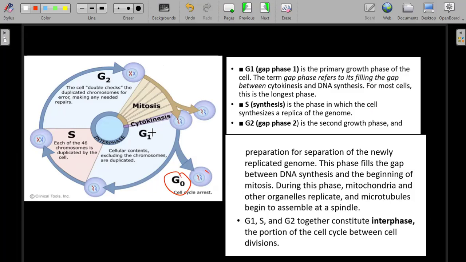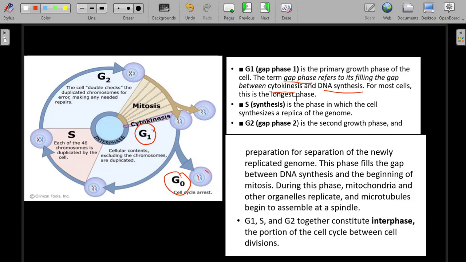Now let's start with G1. What do we have in G1? G1 is also known as the gap phase. This term, gap phase, refers to the process of filling the gap between your cytokinesis and the S phase. The S phase is where your DNA synthesis is happening. So filling the space between the cytokinesis and the S phase is what we call G1.